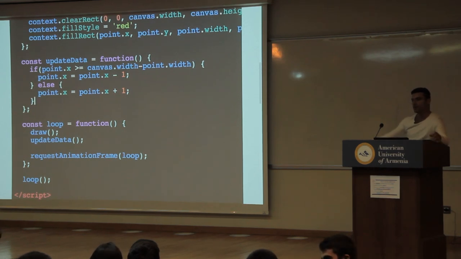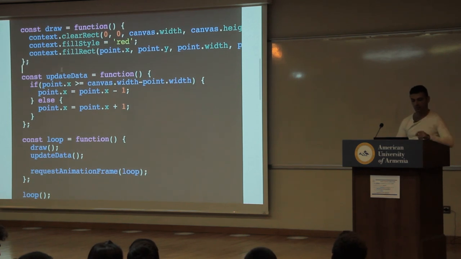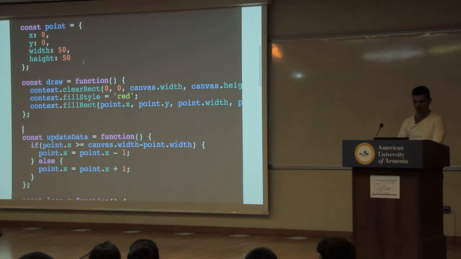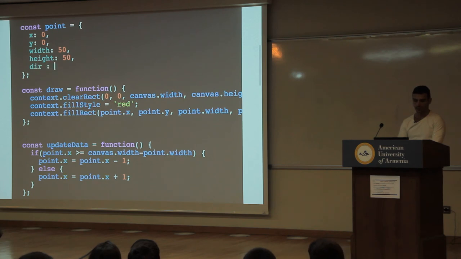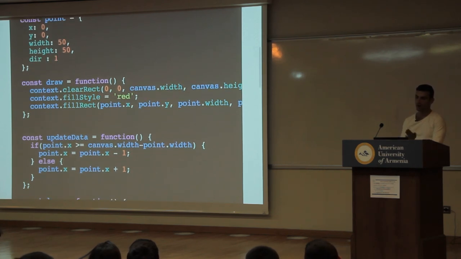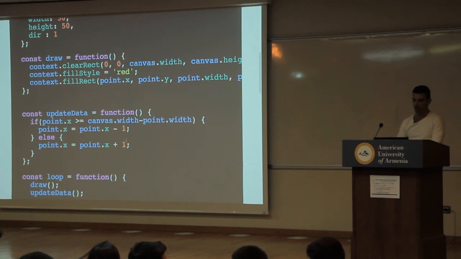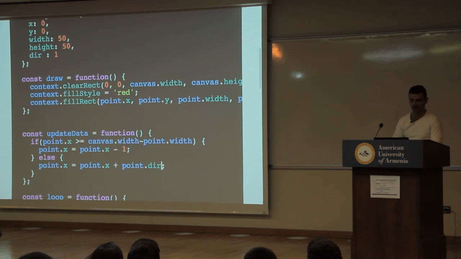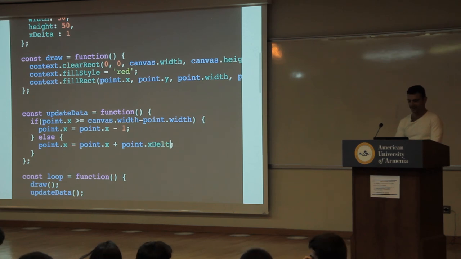Give me another one. Give me a better solution. Add a Boolean parameter. Okay, so why don't we set a direction to this? Have it be one, one being positive, one going that way. And instead of one, why don't we add point.dir? Or instead of dir, why don't we be all math-like and call it delta? Ooh, delta. And since we have x and y, let's call it x delta, just to sound like we're smart.